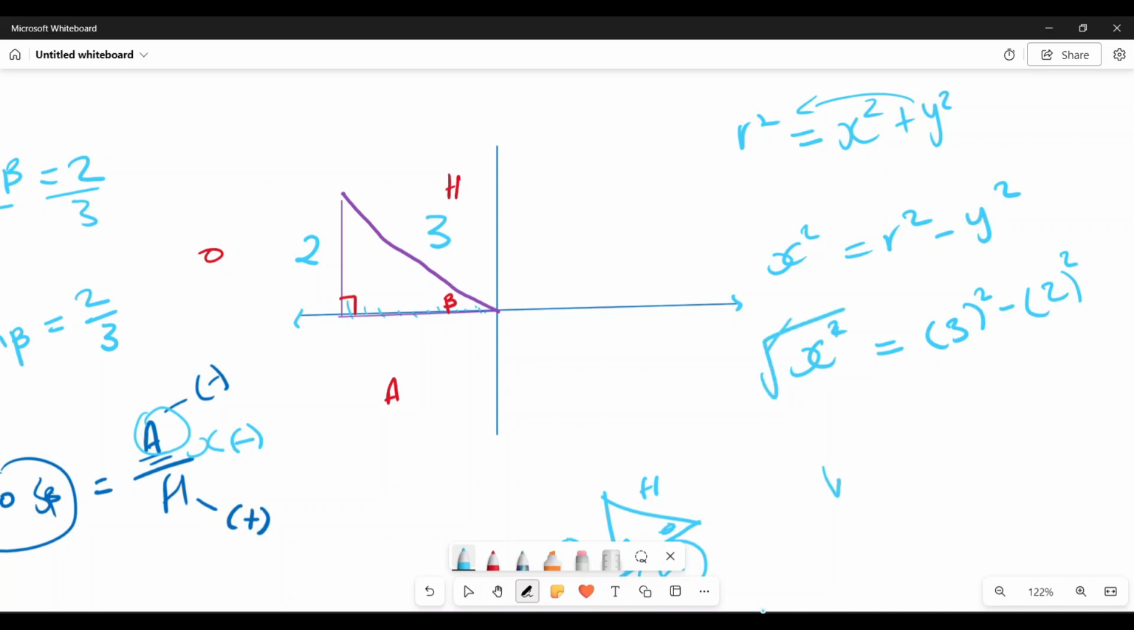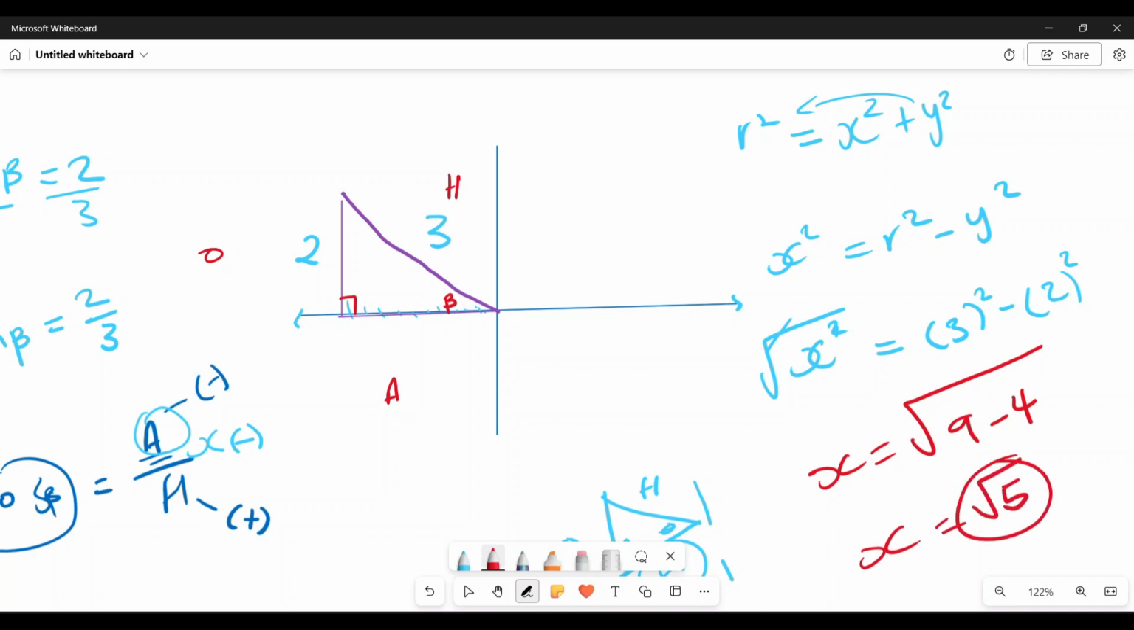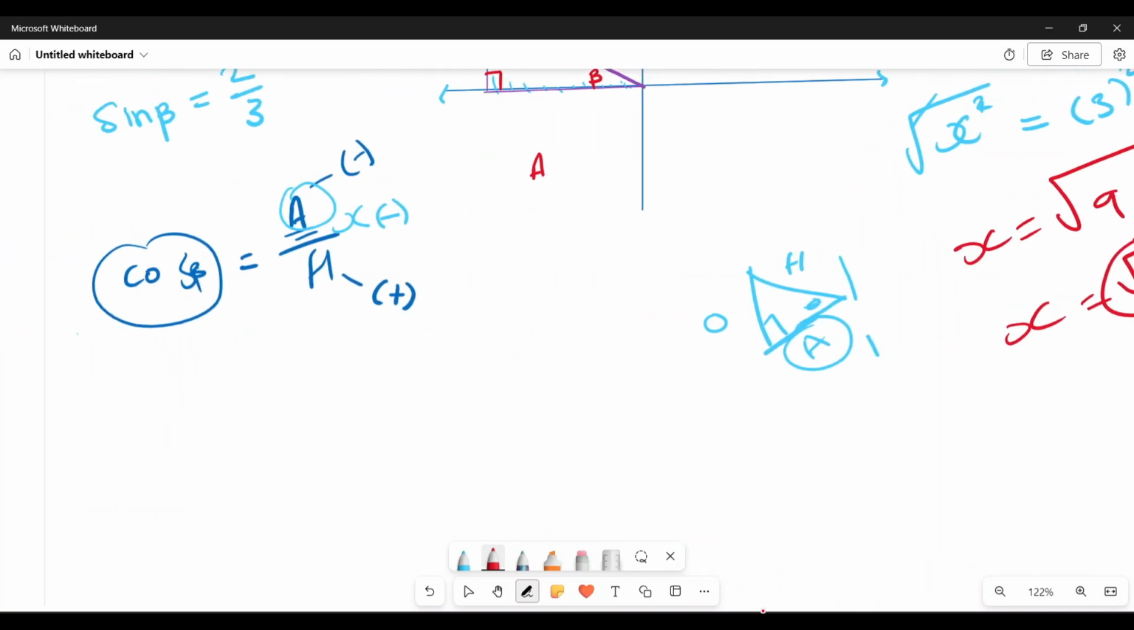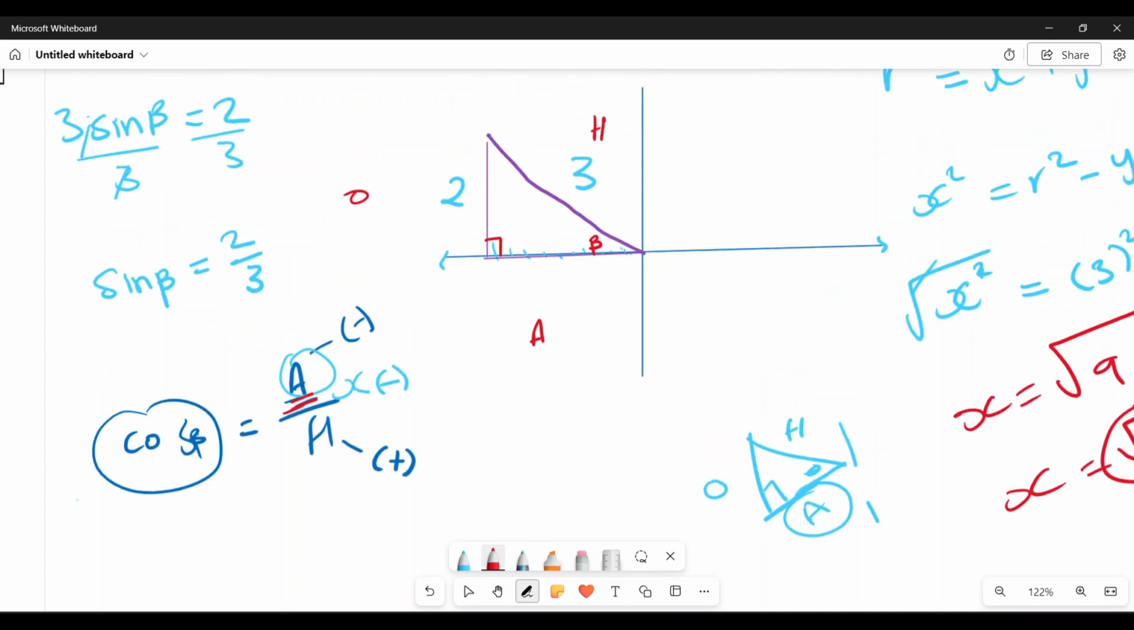As a result, my x is going to be equal to the square root of 9 minus 4, and as a result, my x will be square root of 5. Now remember, because of our restriction, in order for cos b to be a negative, the only thing that will make this cos negative is if this adjacent is a negative value, because your hypotenuse can never be a negative, meaning that here, this would be minus root 5.